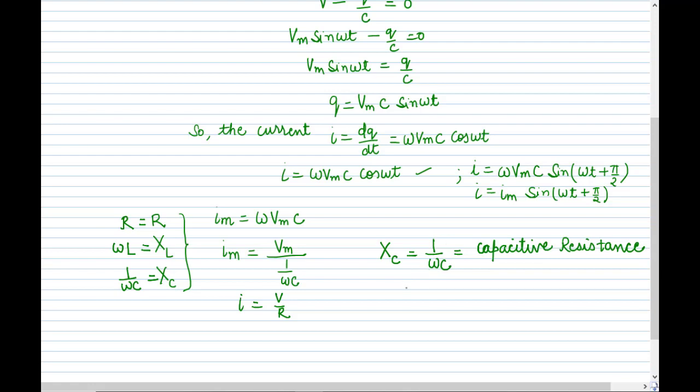So what we can say, that our V is equal to Vm sin omega t. That is the AC voltage, and I we calculated as Im sin omega t plus pi by 2. That means the voltage is lagging behind the current with pi by 2, or the current is pi by 2 ahead of the voltage. So the current phasor for the I will also be pi by 2 ahead of the voltage phasor V. Right? So now we want to do the phasor for this. So let us see how we'll draw the phasor.